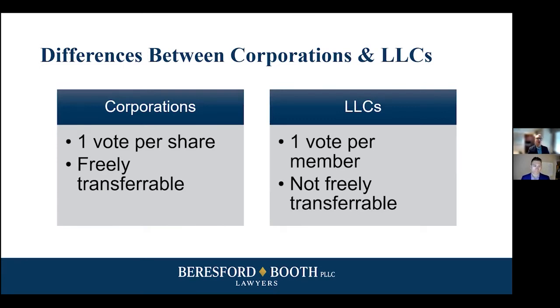Okay. Now that's a huge difference as it relates to deadlock, because if you have two members in an LLC, the default rule is you're set up for a deadlock right out of the gate, again, in the absence of an LLC agreement. But that's not the way necessarily that is if you have two shareholders, because with two shareholders in a corporate setting, one shareholder could have 90 shares, the other one could have 10. Well, you're not going to have a deadlock in that kind of situation.